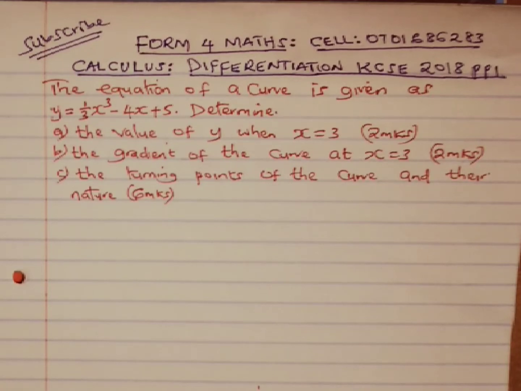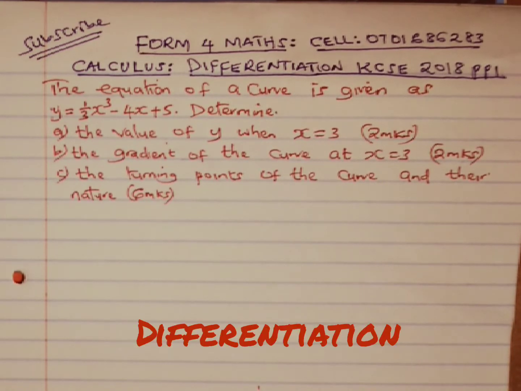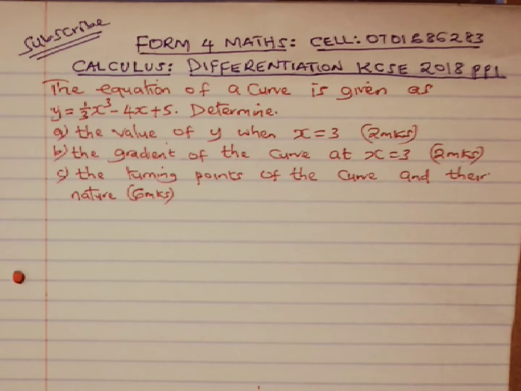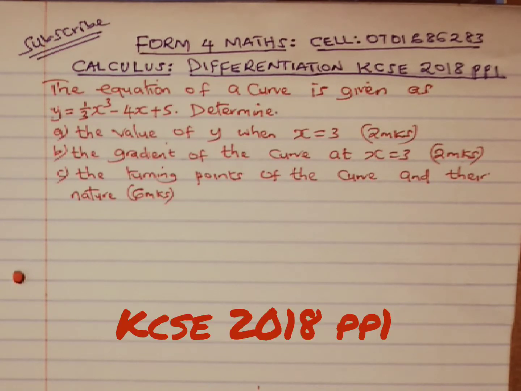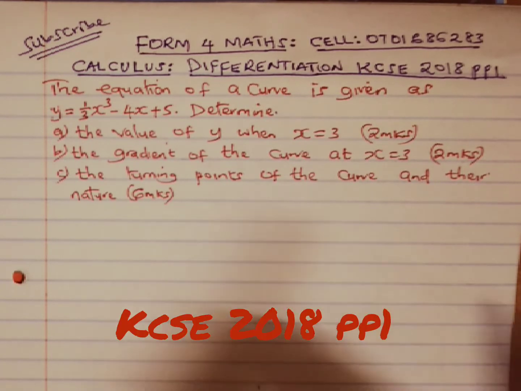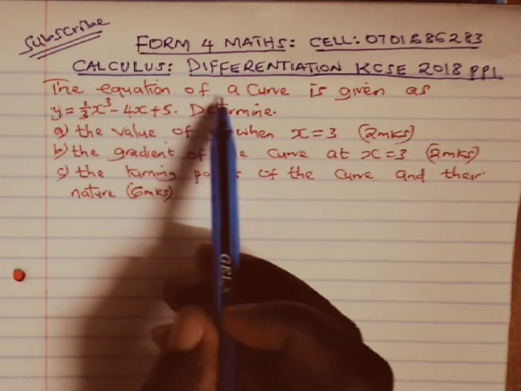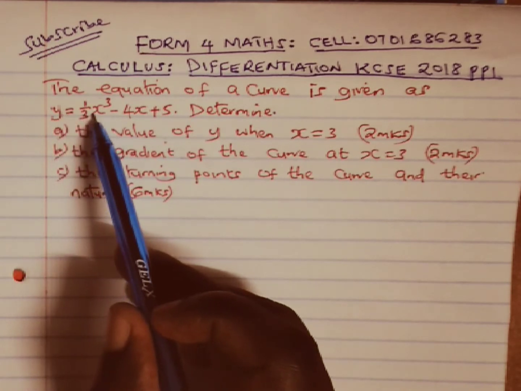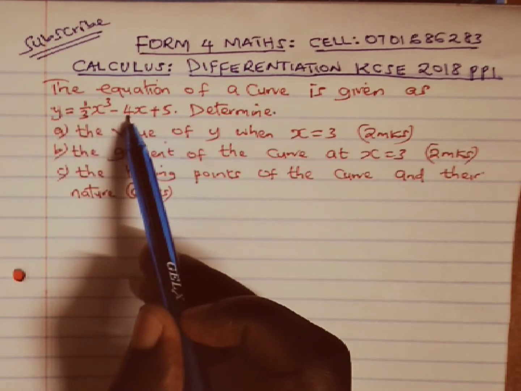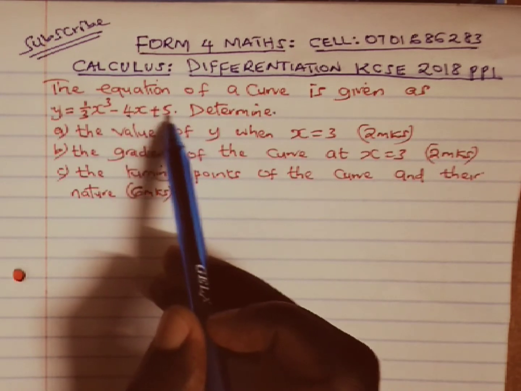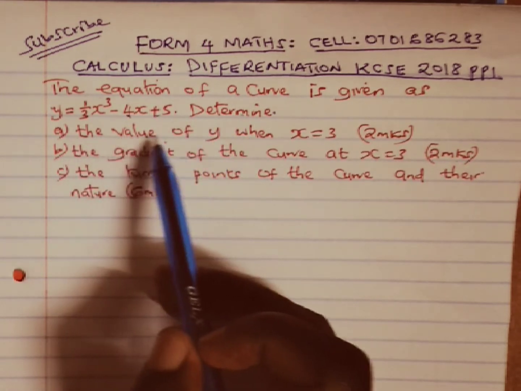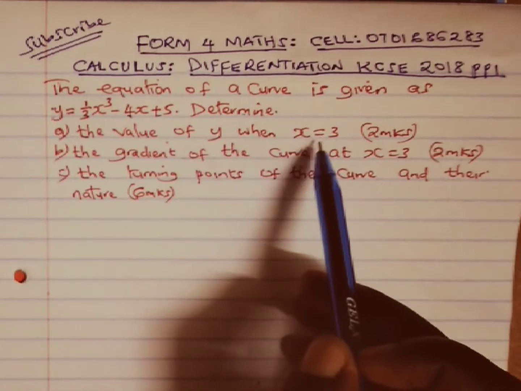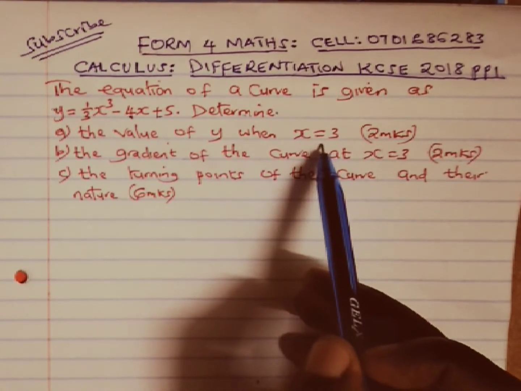Welcome to today's discussion. Today we are going to look at a question on differentiation under calculus, KCSE 2018 paper 1. The question reads: the equation of a curve is given as y is equal to a third x power 3 minus 4x plus 5. Determine part A, the value of y when x is equal to 3.